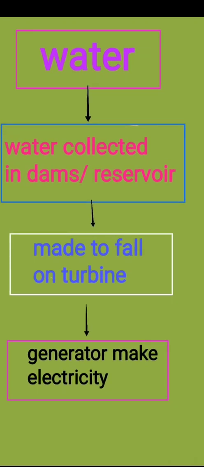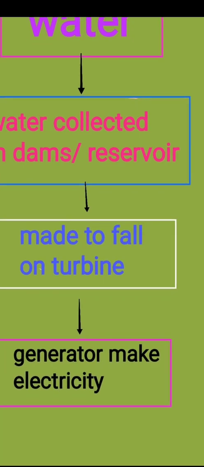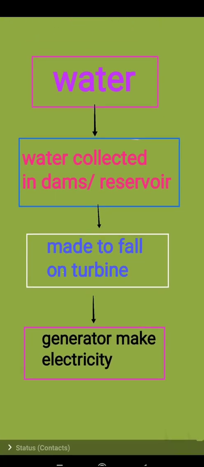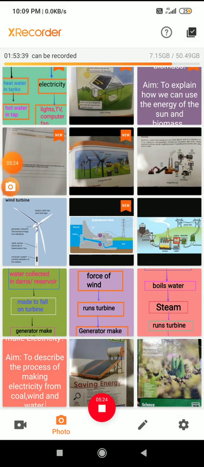So what happens, the water which is collected in the dam or reservoir is made to fall on the turbines, right? So what happened, with the pressure, the water will fall from upside, and due to that pressure the turbine will move, so that it generates the electricity. The generator, what it will do, it will make the electricity, right? So students, these are the three sources which are used for generating the electricity, right?